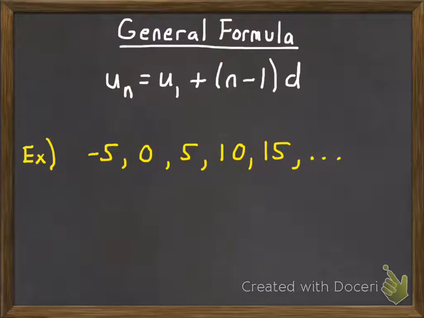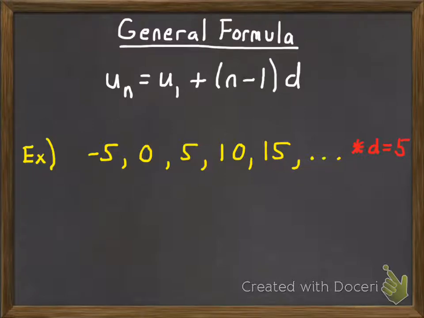Take this sequence here as an example. A sequence in which you can easily tell that the common difference is 5, correct? Because that's what 0 minus negative 5 is, that's what 5 minus 0 is, that's what 10 minus 5 is, and so forth. So I'm making note that the common difference is 5. Alright, so remember, what I'm trying to show you is why the general formula is what it is, and I'll explain what all that mess is here in just a little bit.